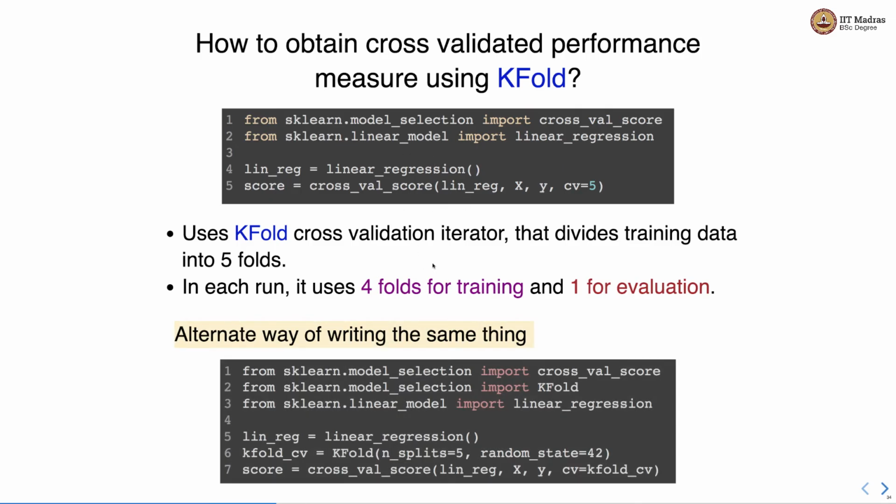There is an alternate way of writing the same thing, where we explicitly use the k-fold cross-validation iterator. We import KFold from the sklearn.model_selection module, and we instantiate a KFold iterator object by specifying the number of splits and a random seed. Then in cross_val_score, instead of specifying an integer value, we specify the KFold object. It then does the cross-validation with the k-fold iterator. So these two code snippets do exactly the same thing. In case we want to use a different cross-validation iterator, we can simply choose one from the model_selection module, instantiate that object, and specify it in the cv parameter of cross_val_score.